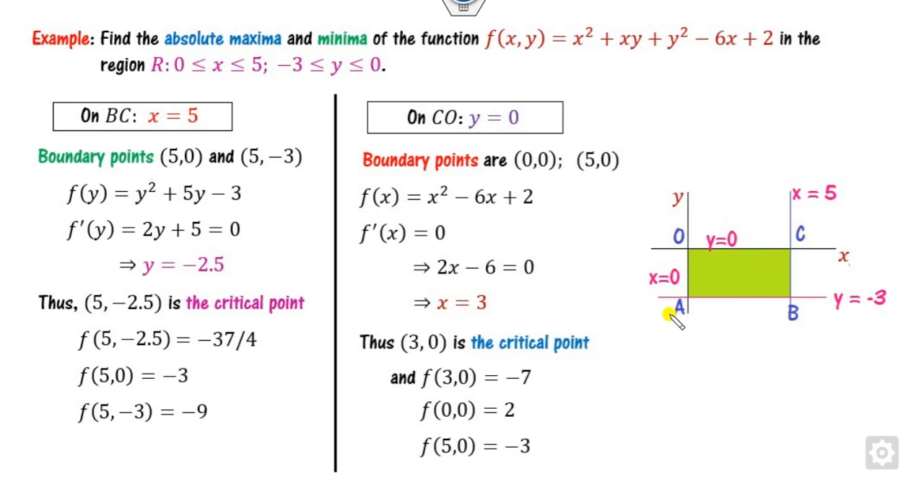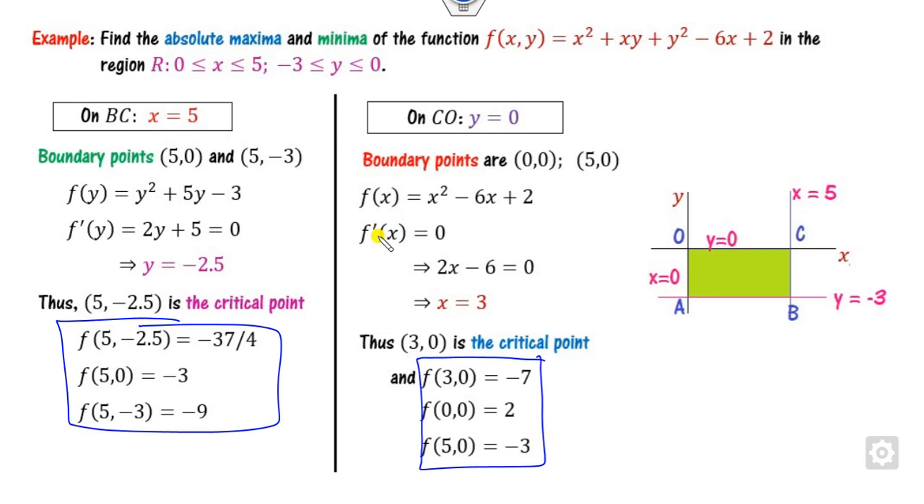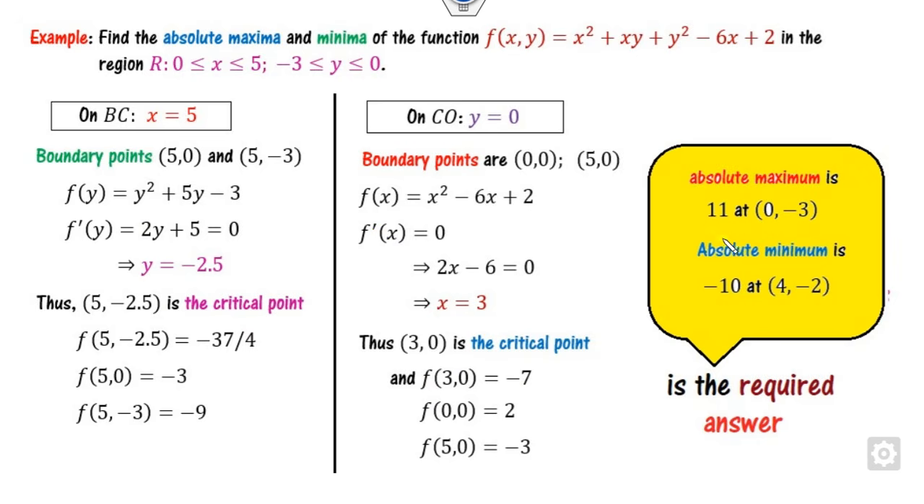Now since all these curves are covered, we can check the common points for maxima and minima from this and the other portions. So from here you can get the maximum value of 11 and the minimum value of minus 10.